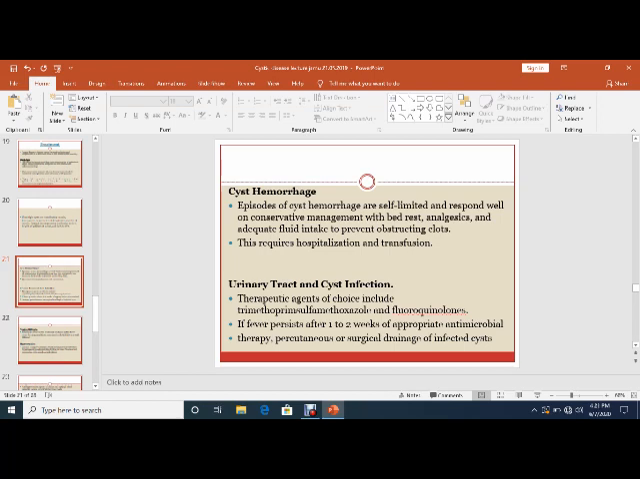For urinary tract and cyst infections, the therapeutic agents of choice include: first, we should send a urine culture, or aspiration of the cyst for culture and sensitivity, and blood culture. Then drugs should be started: fluoroquinolone, trimethoprim, sulfamethoxazole. If fever persists after 1 to 2 weeks of appropriate antimicrobial therapy, then percutaneous or surgical drainage of the infected cyst should be done.